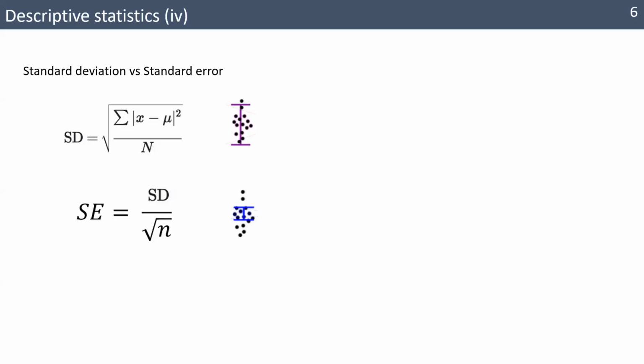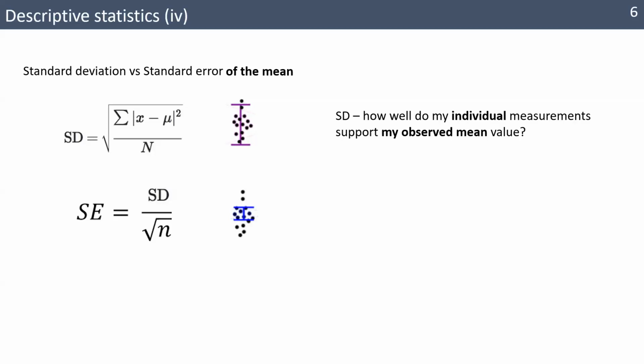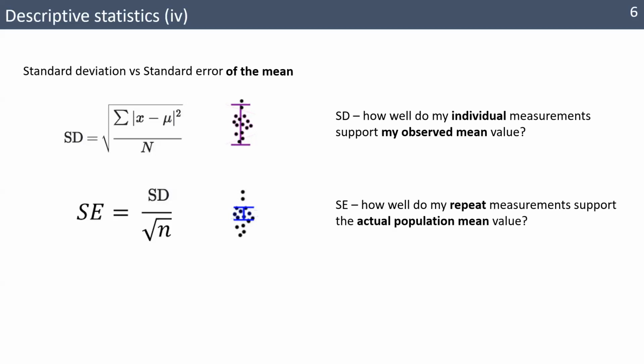Now, the reason that people often report standard error when they should have used standard deviation in papers is it does this. It makes the error bars much, much smaller. But people don't really think about that full name. Standard error of the mean. What is the standard error actually measuring? Standard deviation is individual measurements. Standard error is how well different measurements assess the overall actual mean value.